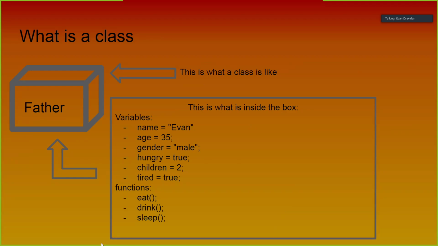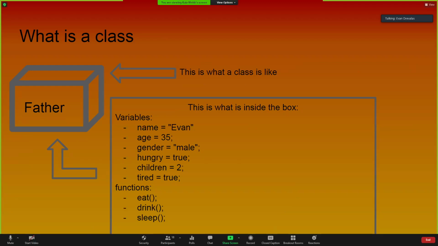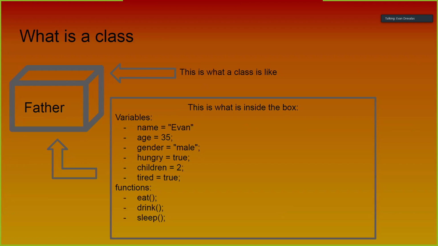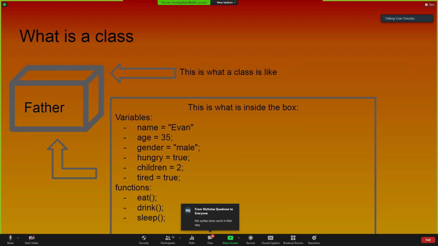So yes, you can set multiple variables. I don't really know if that syntax works with commas, but as you can see with how many variables we have right here, the name, age, gender, hungry, children, then tired, you can set multiple different variables. Those would be the variables of the father class, and the functions would be eat, drink, and sleep.